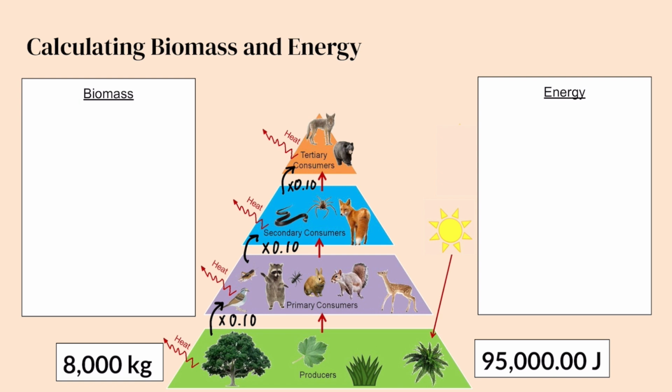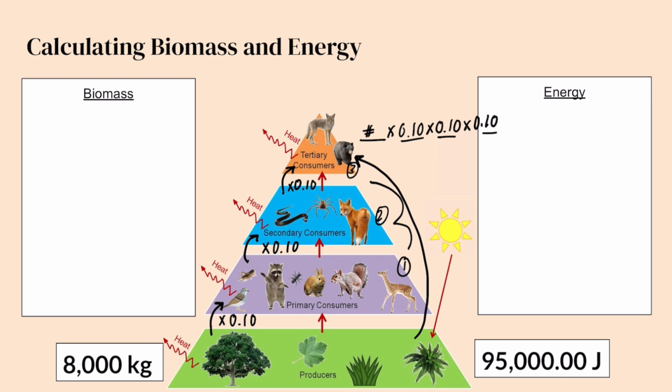If you wanted to make a bigger jump, instead of going from just one trophic level to the one right next to it, like if you want to go from producers all the way to tertiary consumers, you just have to take whatever your original number is, multiply it by the number of levels. So we have 1 level increase, 2 level increase, 3 level increase. So you multiply by 10% 3 times. So 1, 2, 3 for those 3 jumps from our producers.